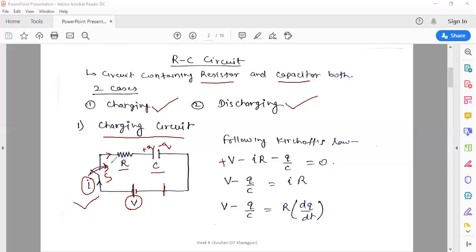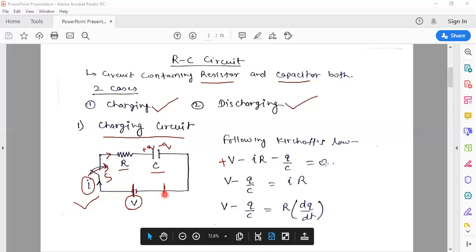Then later on, moving in the direction of current, when we cross the resistor, we will observe a potential difference of minus IR. Then next, when we cross the capacitor, we are moving from the positive plate of the capacitor to the negative plate, so we will observe a potential drop of minus Q by C. And after crossing the capacitor, we reach the same point. That's why it will be equal to 0.